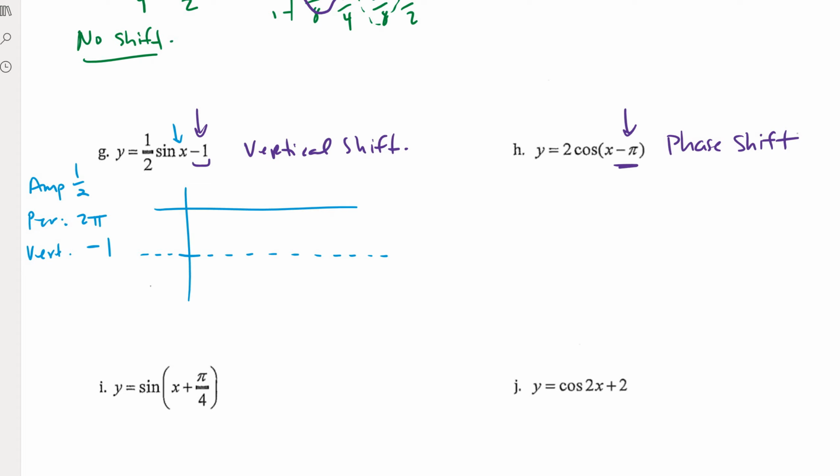Then my amplitude is 1/2. So if this is -1, then here's 1/2, and here's 1.5 or 3/2. So that represents the height of my sine curve or the amplitude, which is 1/2. Then I'm going to come over here and mark 2 pi, pi, pi halves, and 3 pi halves. Okay, that's all there is to it.